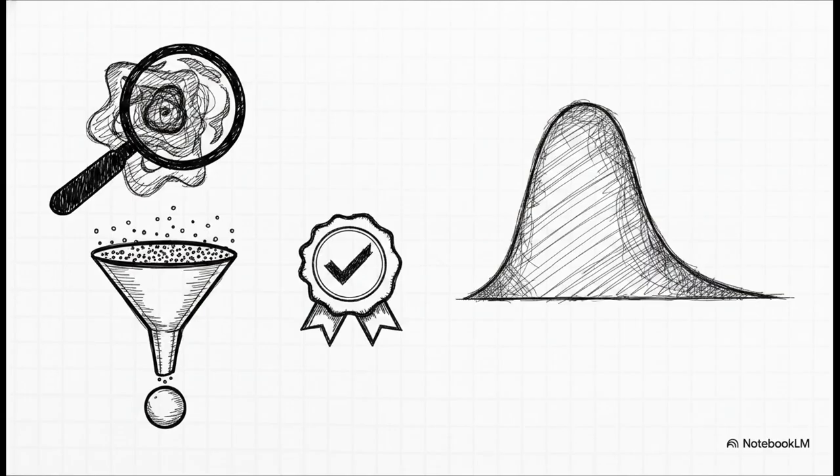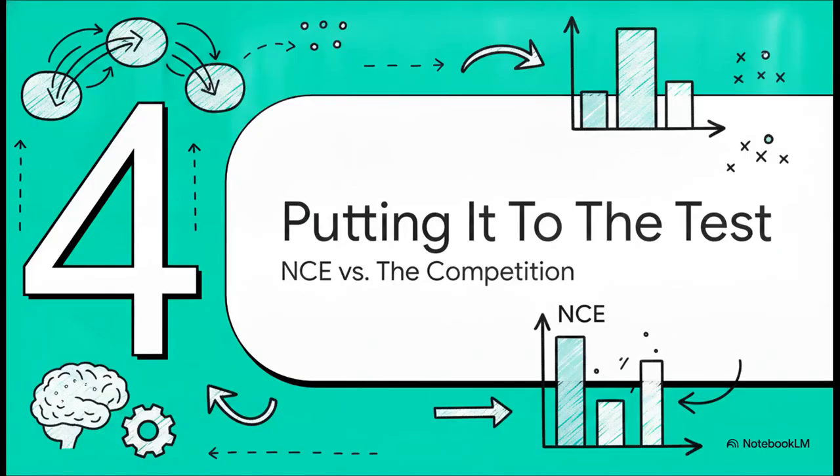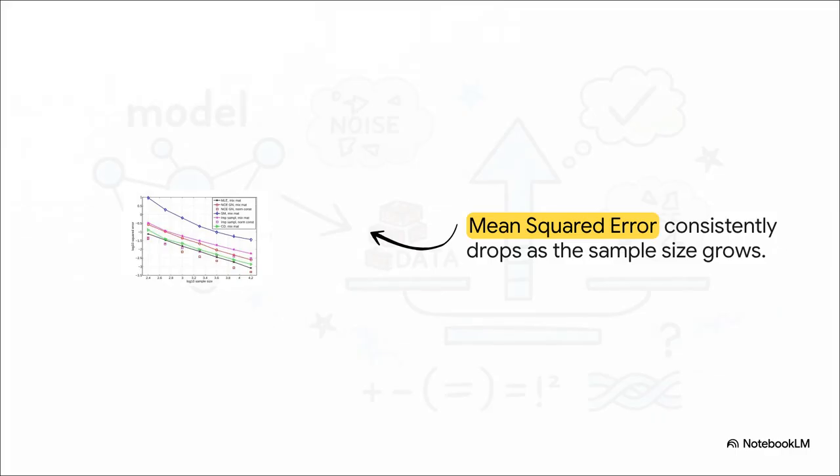And they proved asymptotic normality, which is just a mathematically rigorous way of saying the estimation error shrinks predictably as your dataset grows. Let's move on to Section 4, putting it to the test. Theory is great, but we need to see how it actually performs in the wild. To test their claims, they set up an independent component analysis simulation, and the results for mean squared error were exactly what you'd hope for.